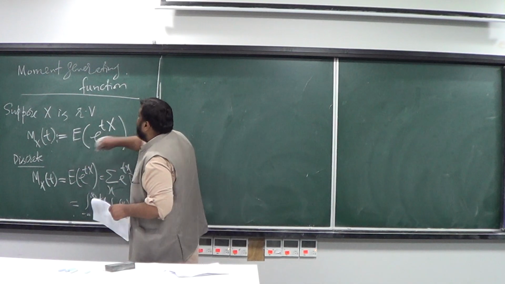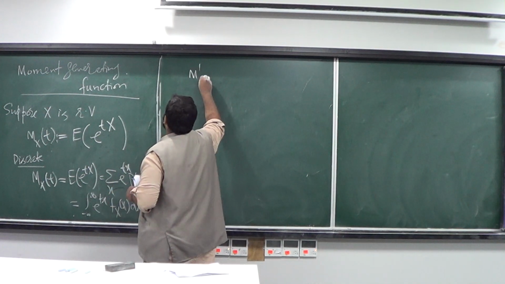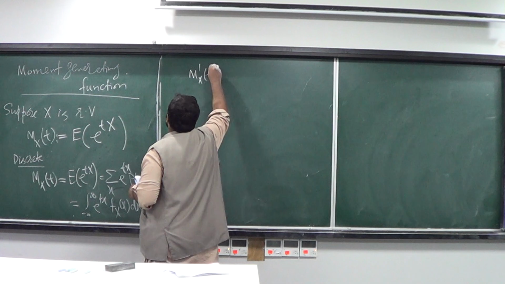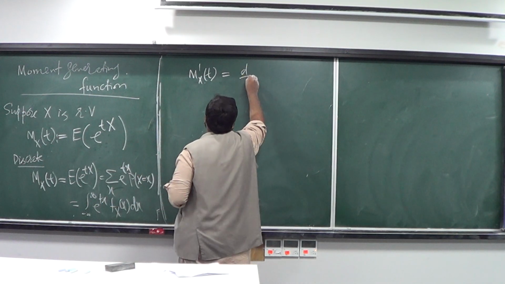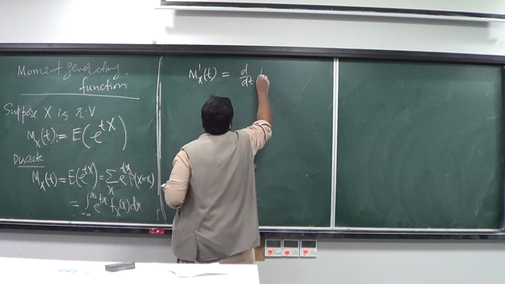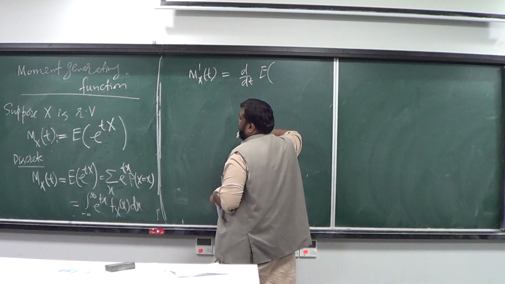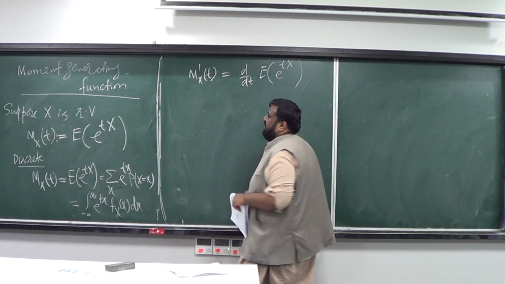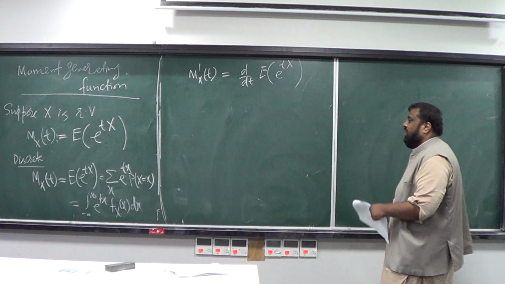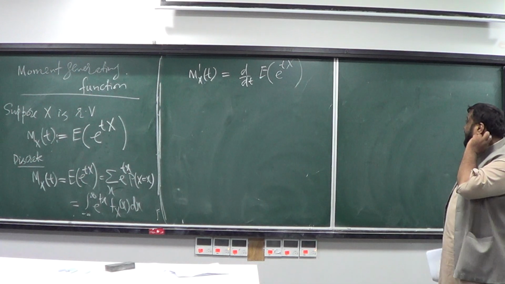Now if I compute, for example, the first order derivative m prime of x of t of this. So this is like differentiating the expectation of e to the tx with respect to t. This is what you're going to get.